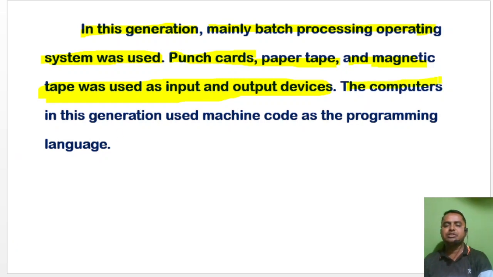The computers in this generation used machine code as the programming language. In the first generation, machine code means binary language. Machine readable language and binary language were used here in the first generation.